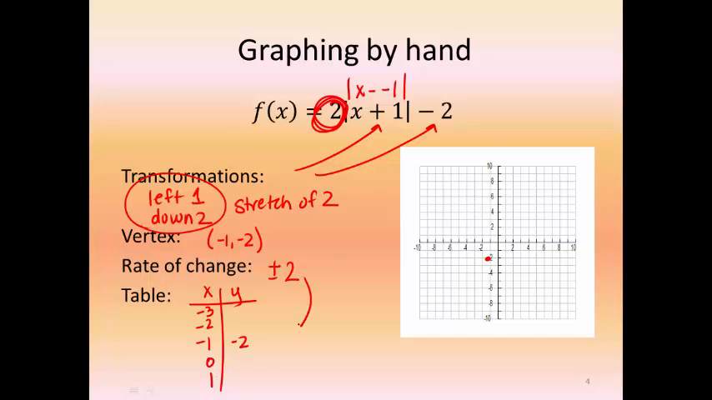Now let's go ahead and apply this rate of change rather than substitute the values in to make the table. So if I'm counting by 2's, that means my next value here would be at 0 and 0. And then I would have positive 2 and positive 2. So there is my rate of change being applied.